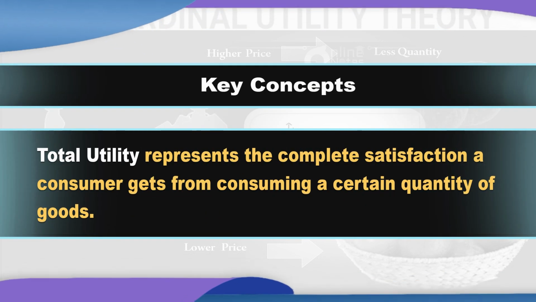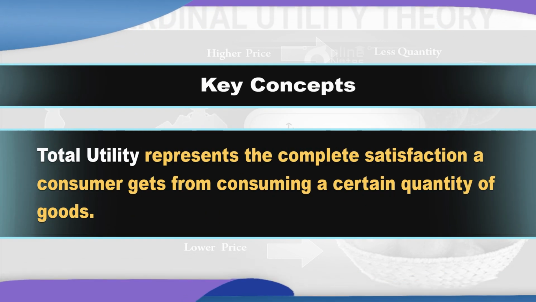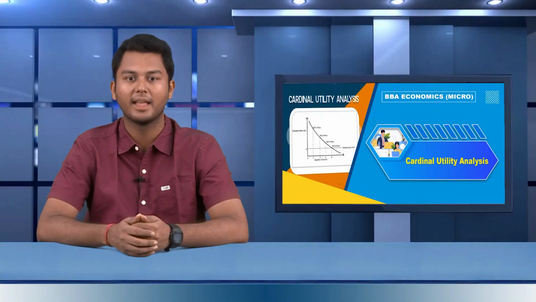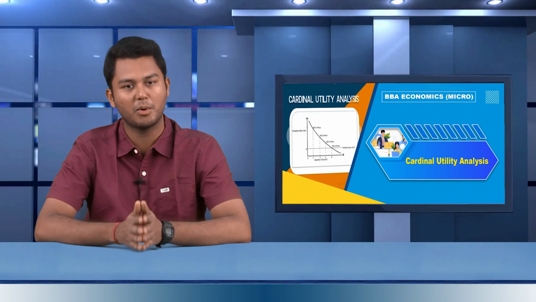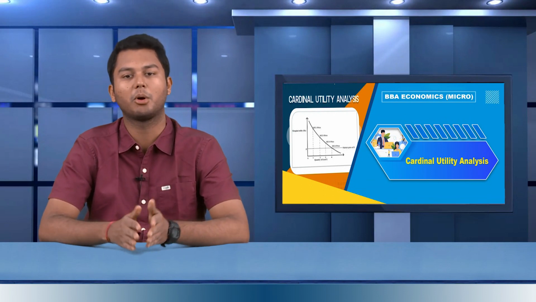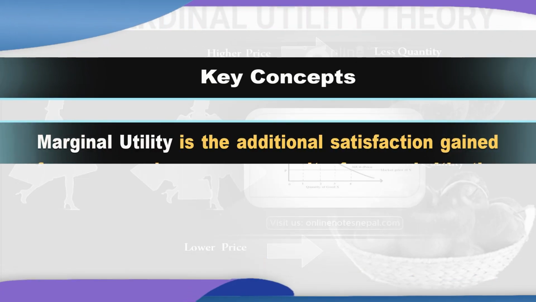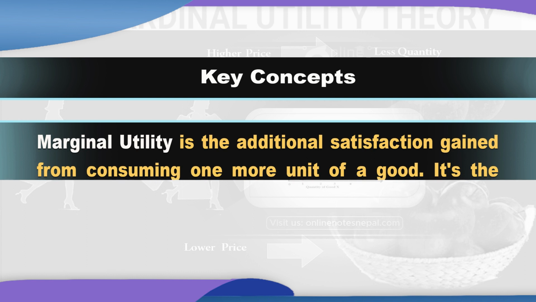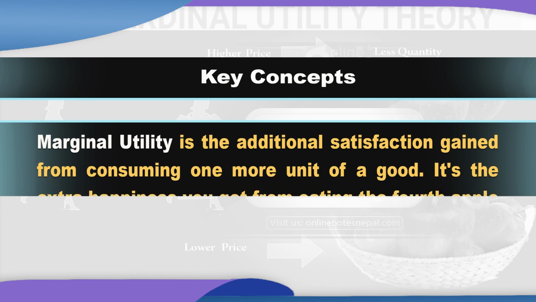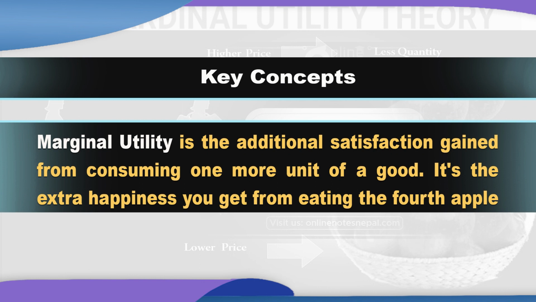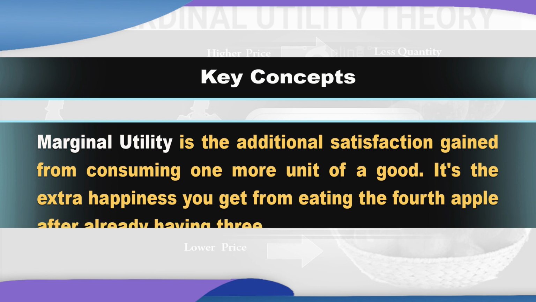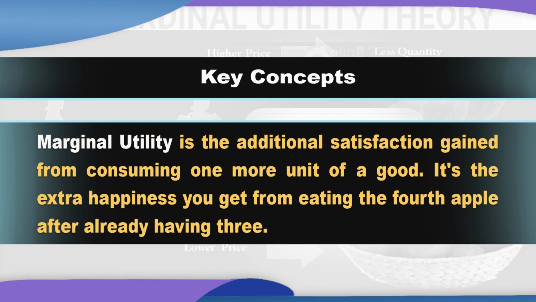Total utility represents the complete satisfaction a consumer gets from consuming a certain quantity of goods. If you eat 3 apples in a day, your total utility is the sum of satisfaction from all 3 apples combined. Marginal utility is the additional satisfaction that you gain from consuming one more unit of a good. It's that extra happiness or satisfaction, we can say, which you get from eating the 4th apple after already having 3.